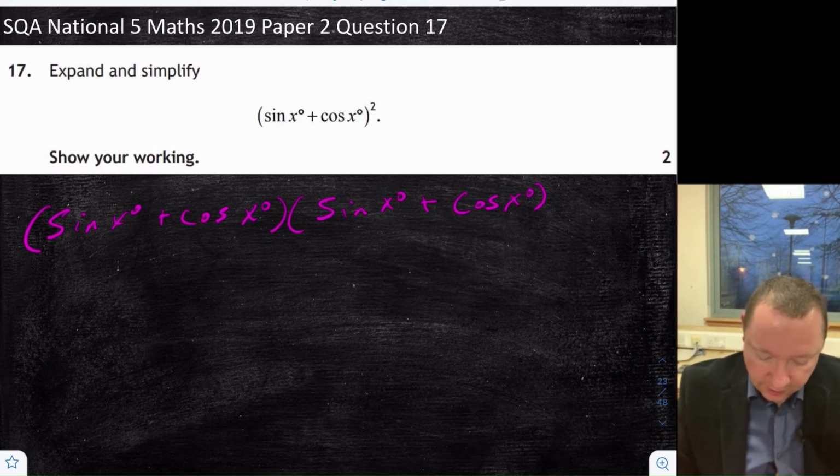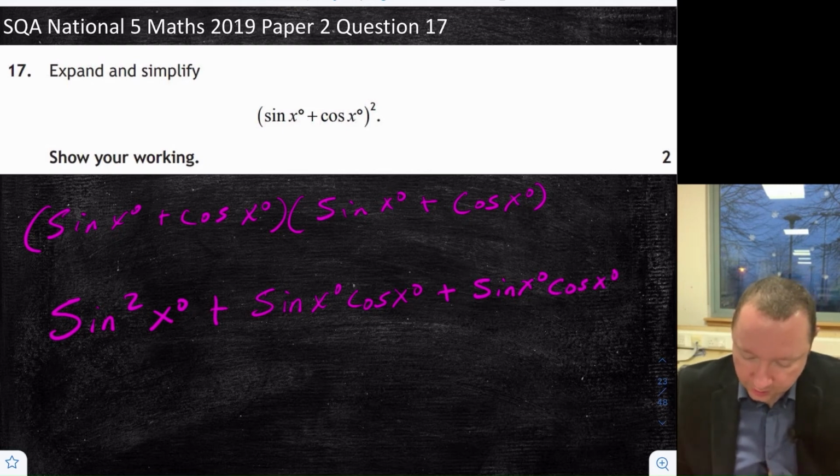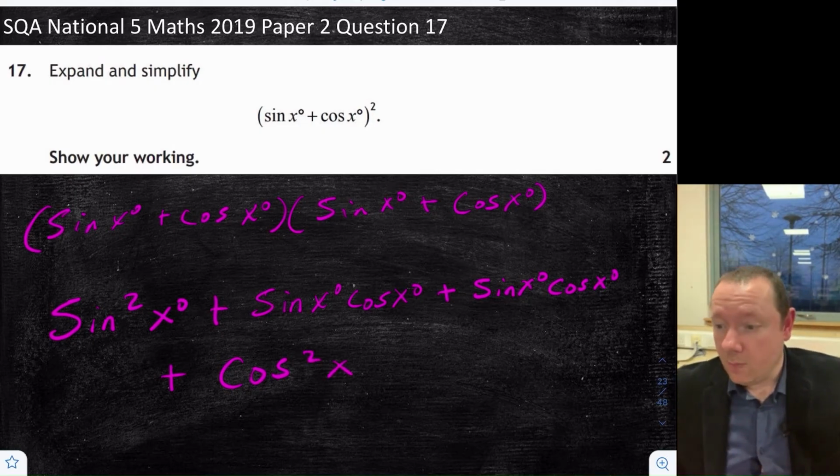sin x times sin x is sin squared x. Outside sin x cos x, so it's sin x cos x. Inside is cos x sin x, but I'll just write sin x cos x to keep the order the same. And cos x times cos x is cos squared x. So that's your first mark there for getting your expansion, and then for tidying it up.